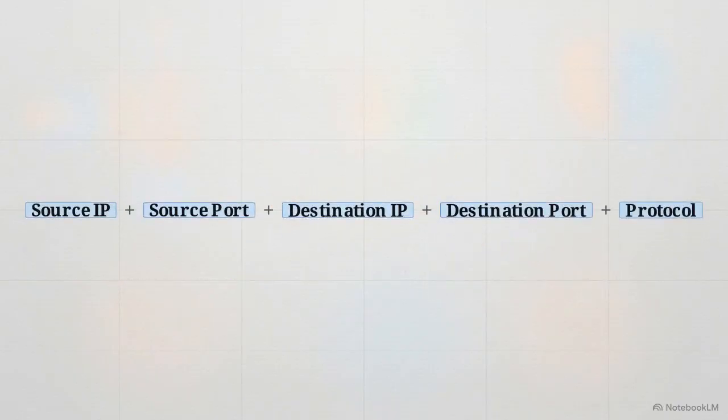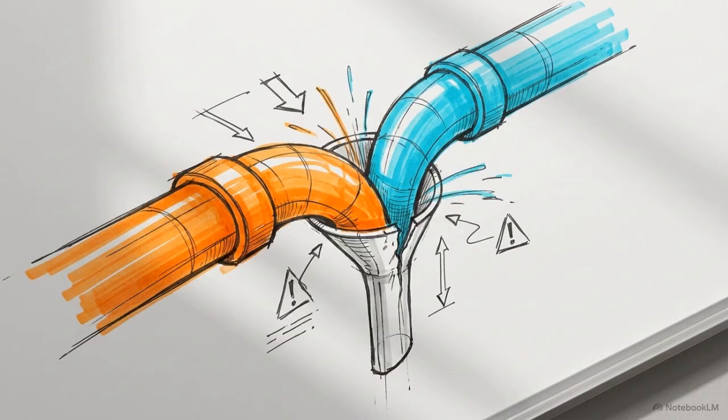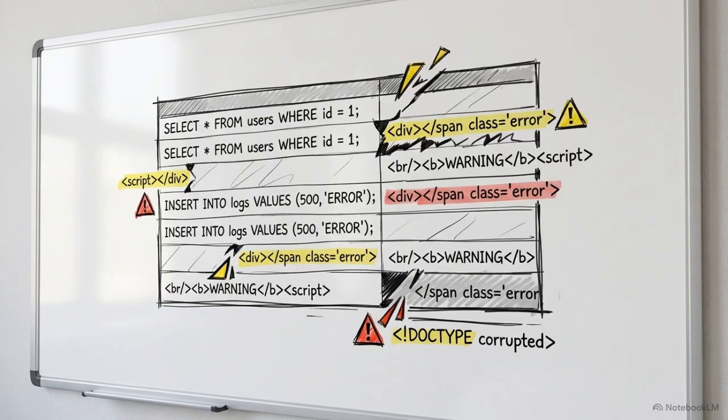This channel is mathematically defined by a five-tuple: source and destination IPs, ports, plus protocol, forming a precise socket. Without this strict socket architecture isolating the traffic streams, an incoming web request could easily route directly into a database instance, resulting in catastrophic crosstalk and data corruption.